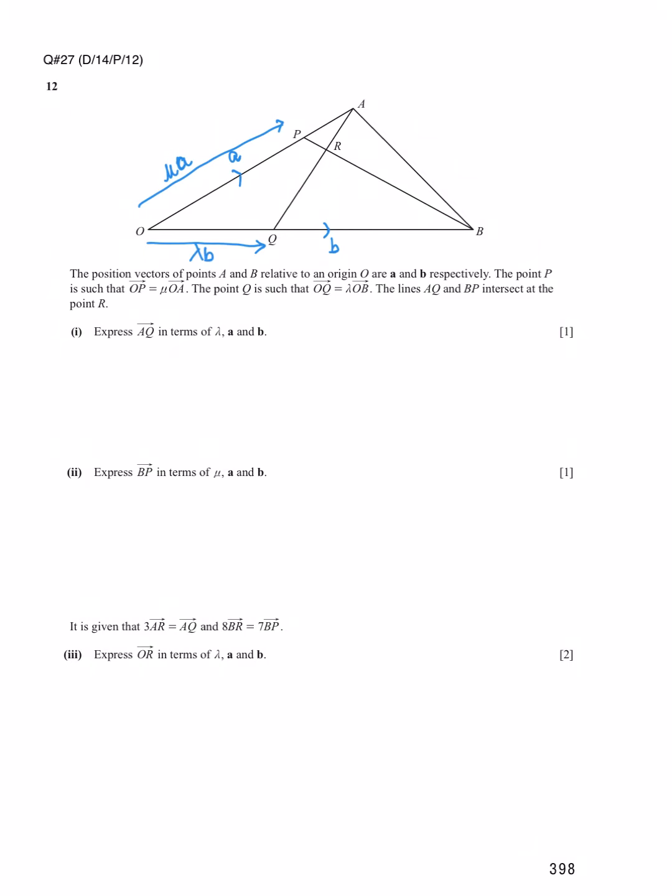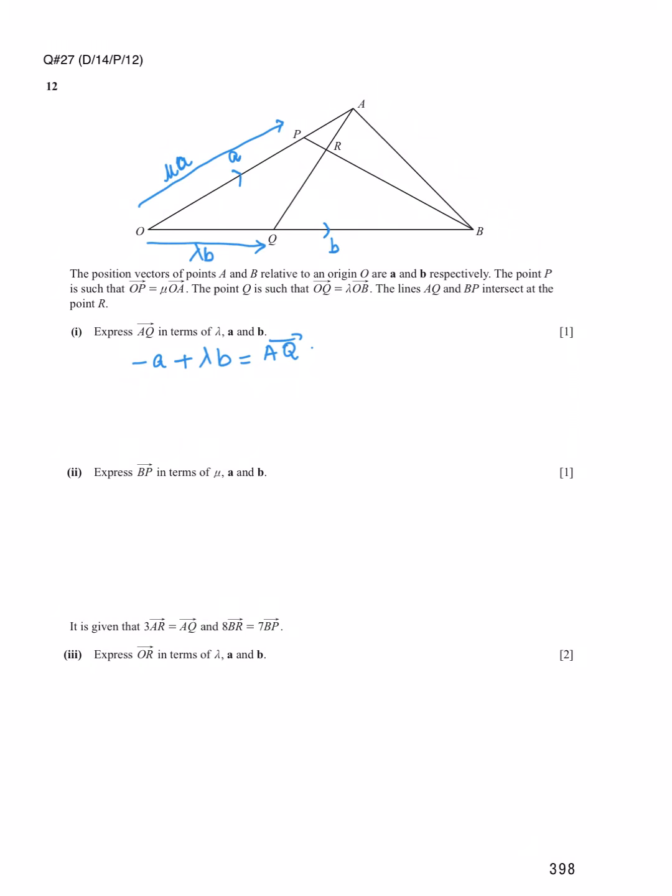We need to find AQ, so we can do that from A to O and from O to Q, right? So A to O we covered, negative a, plus O to Q it's lambda times b, that is equal to AQ. So lambda b minus a is your first answer.